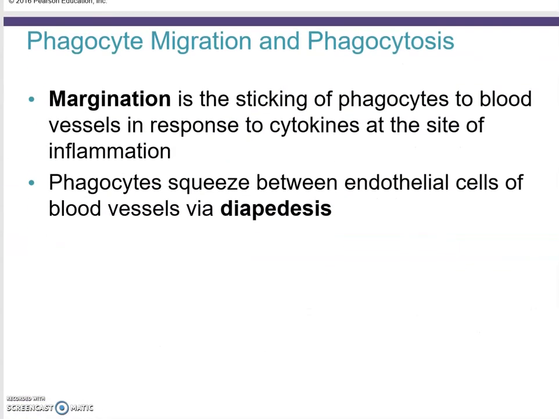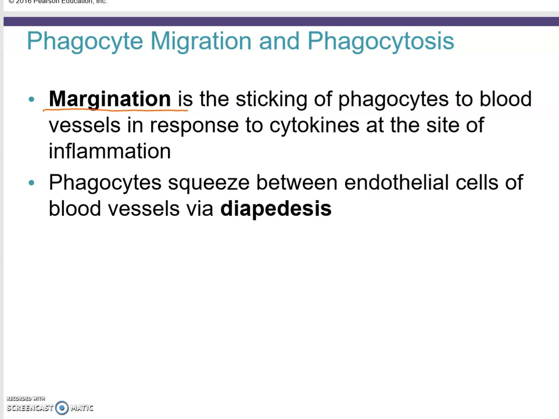So phagocyte migration and phagocytosis. The first thing that's going to happen is called margination. That means all of these substances that were released by the damaged tissue are attracting phagocytic cells. And now they need to stop the flow in the blood and basically stick to the blood vessel walls, and then migrate into the tissue area. So margination is the sticking of phagocytes to blood vessels in response to cytokines at the site of inflammation.